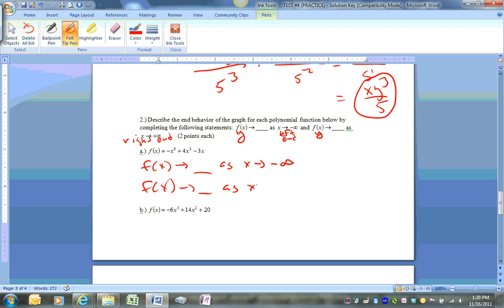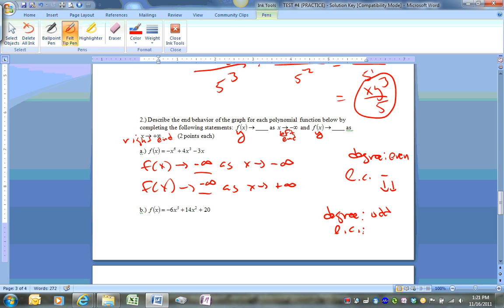so this is how we're going to do this. The degree is even. The leading coefficient is negative, so both arrows have to point down. That means that y is going to always be pointing towards negative infinity, regardless if you're on the left end or the right end. Now here, for part B, the degree is odd.